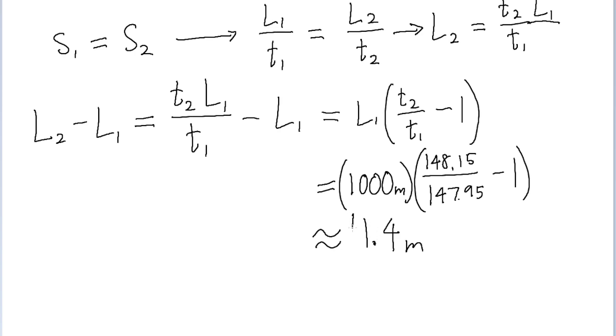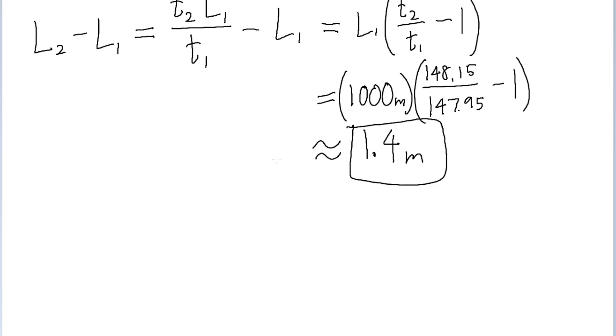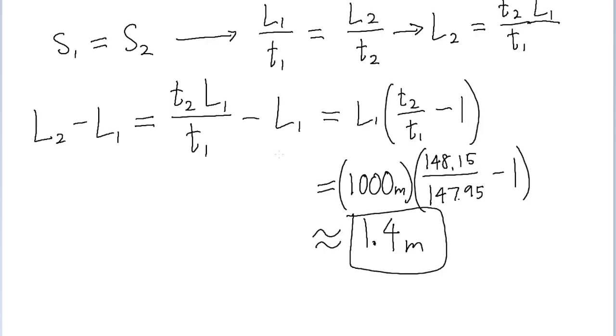So what this tells us is that if the length of track 2 is longer than the length of track 1 by 1.4 meters or more, then we can no longer say that runner 1 is the faster runner, because in that case, it would actually be runner 2 that's faster. And that is it for this problem.